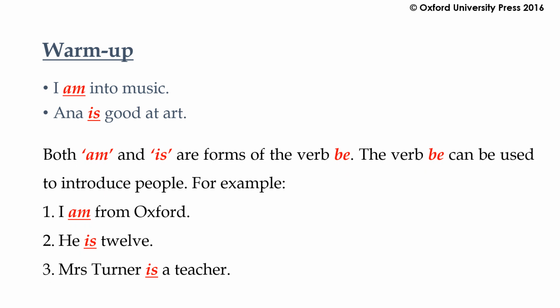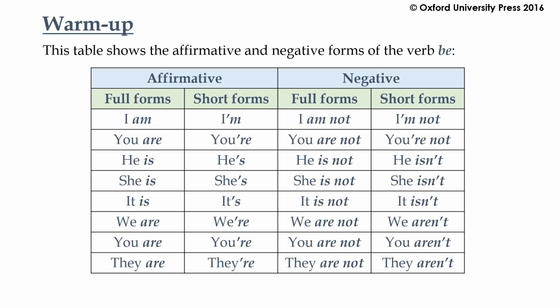Both am and is are forms of the verb be. The verb be can be used to introduce people. For example, 1. I am from Oxford. 2. He is 12. 3. Mrs. Turner is a teacher. This table shows the affirmative and negative forms of the verb be.